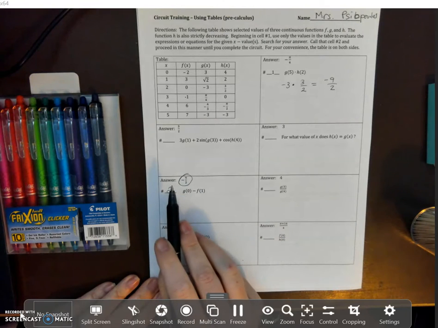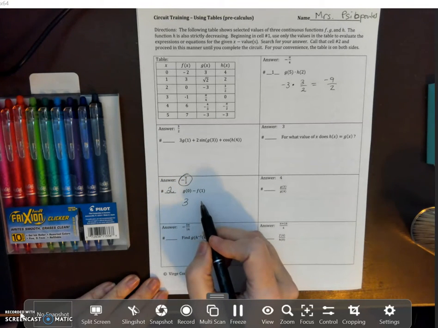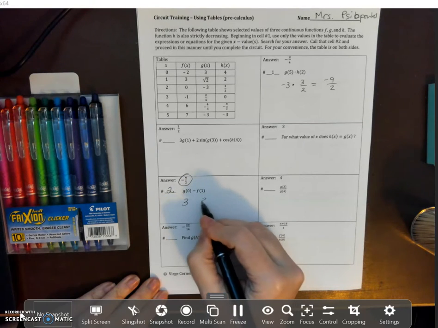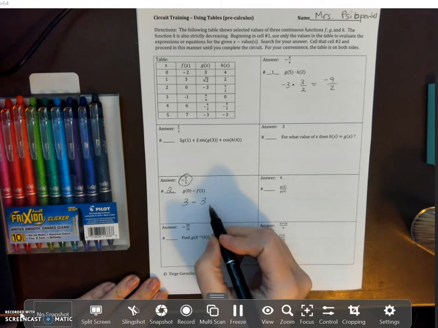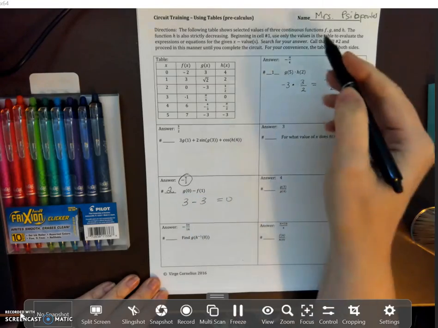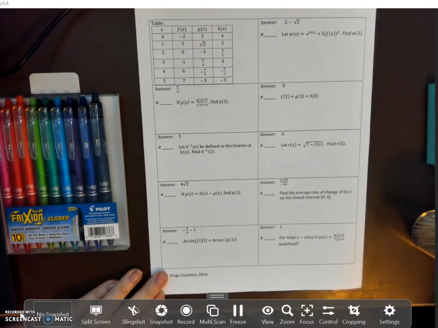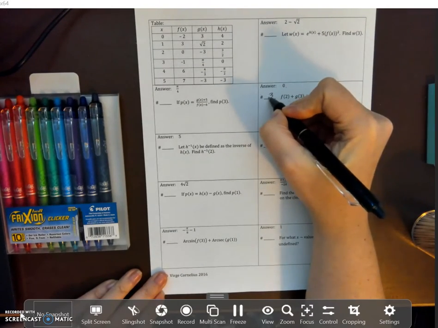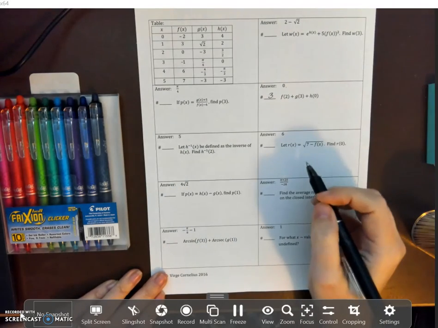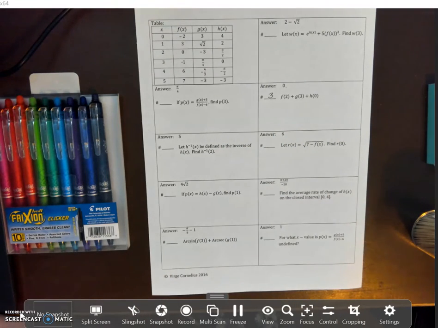G of 0 is 3. F of 1 is 3. So G of 0 minus G of F of 1 is 0. And so I'm looking for the answer 0. It's nowhere on the front page. So I go to the second page, and there it is. So this is number 3. And then I would do this problem and so on until I complete the circuit. I'll be back to show you what a completed circuit looks like in just a second.